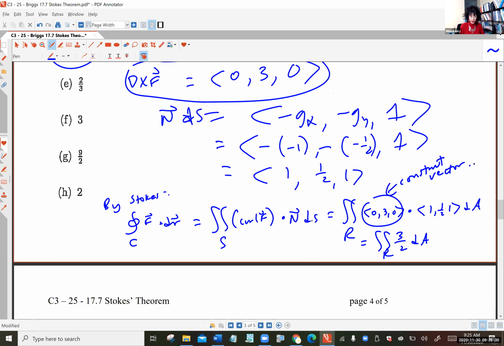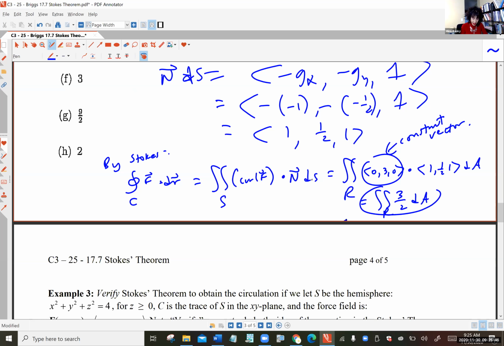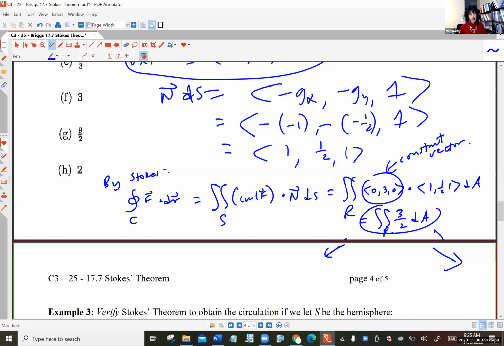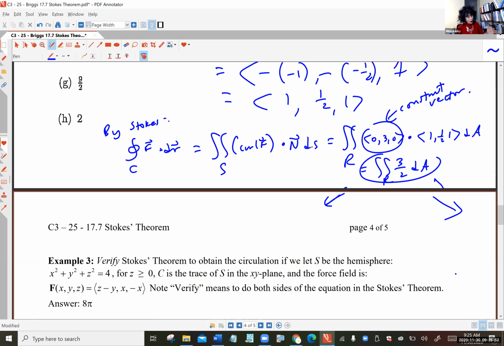And do you always have your curl being a constant vector? Oh, heck no. You can have your curl have x's, y's, z's, and all sorts of stuff in it. If you get lucky, you could get a curl this nice as a constant vector. And we got lucky. Now what? There's 2 ways to do the rest of this problem. And I want to show you both ways because on an exam, I want you to be able to do either way. So let's do the easy way.